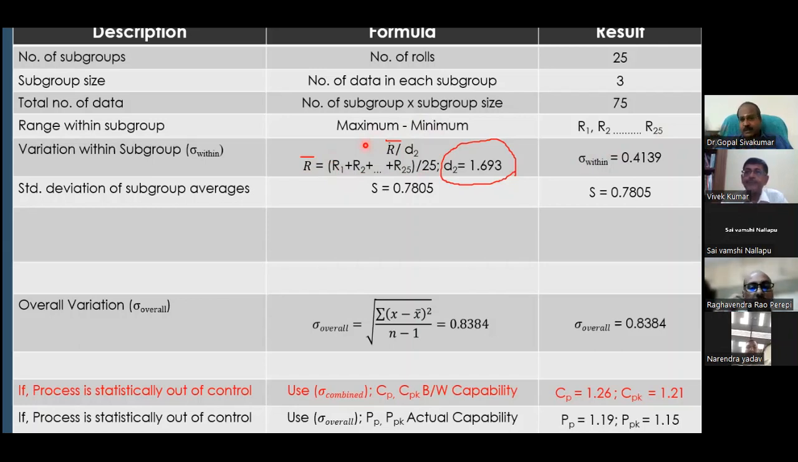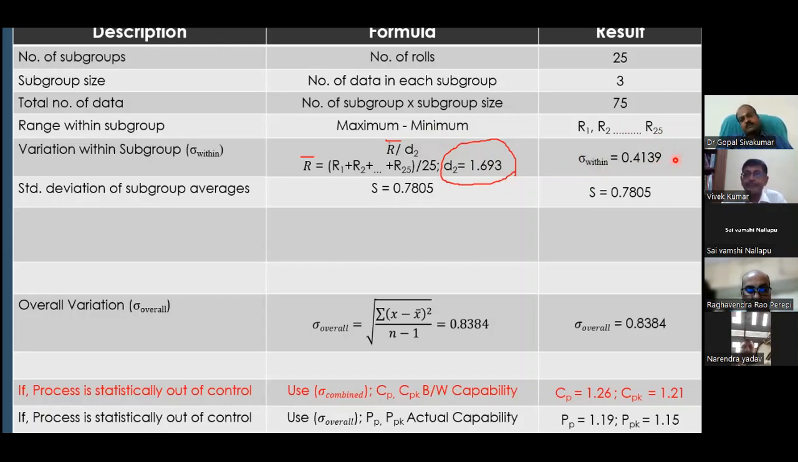Standard deviation can be converted into variance. Variance can be converted into standard deviation. Similarly, range can be converted into standard deviation. For that, you require this formula R bar by D2, where D2 is a statistical constant which depends on your subgroup size. Here, the subgroup size is 3. For a subgroup size of 3, the D2 is 1.693, which is available in a table, control chart constants, using which I got sigma within to be 0.4139. Hope all of you understand how the sigma within is calculated. All of you please confirm, have you understood how to calculate sigma within?